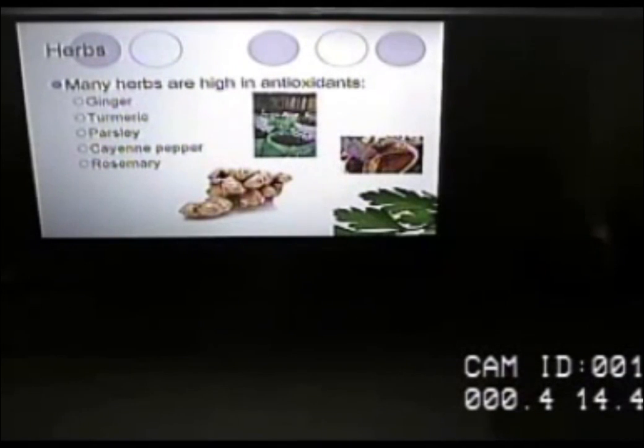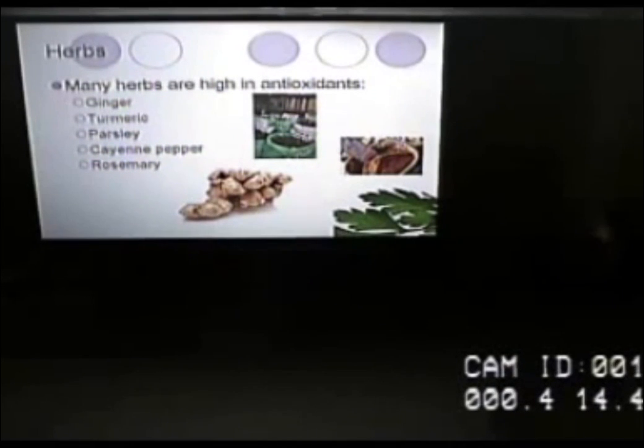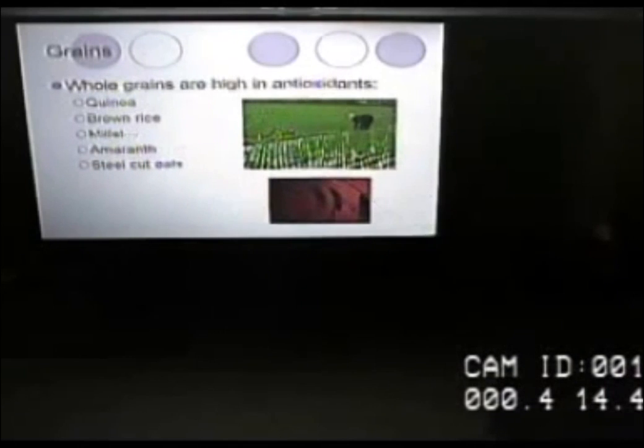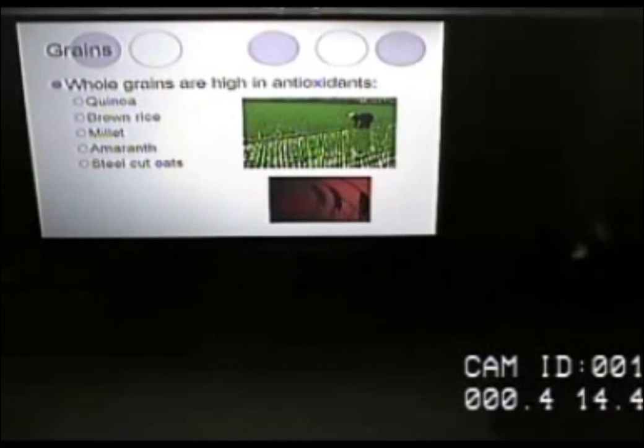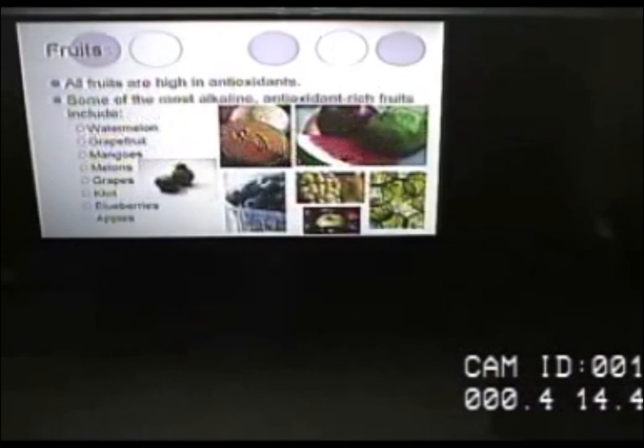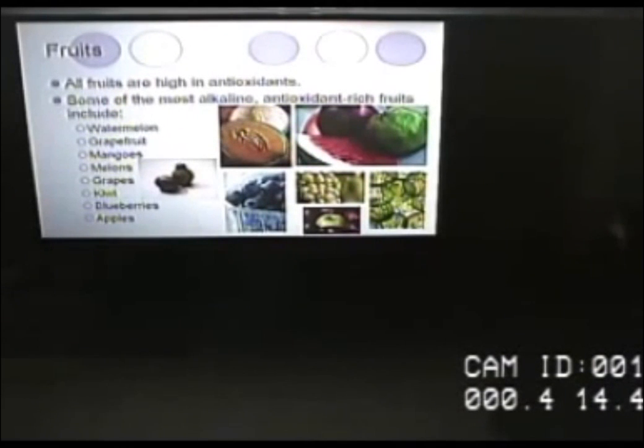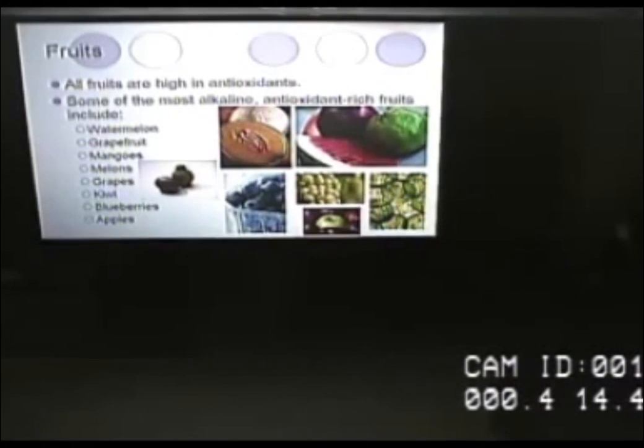Different herbs, ginger, turmeric, parsley, cayenne, rosemary. These also are detoxifiers for the liver. So you see the connection here? It's all connecting. Whole grains, quinoa, brown rice, millet, amaranth, steel-cut oats. These are all, what kind of grains? Gluten-free grains? Whole grains, yep, gluten-free. And fruits, high in antioxidants, watermelon, grapefruit, mangoes, melons, grapes, kiwi, blueberries, apples.